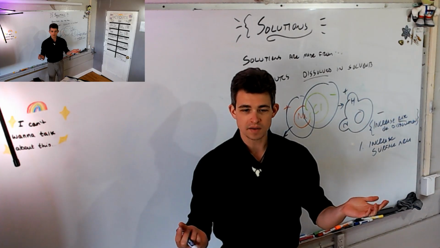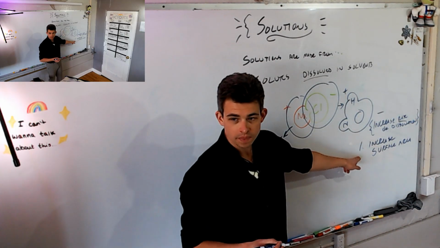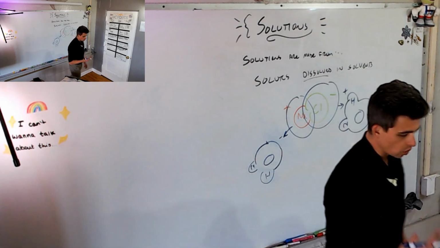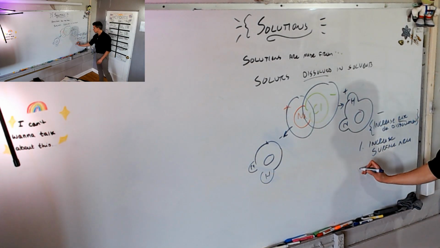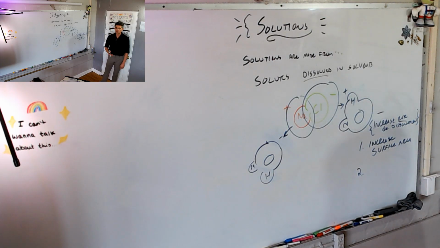Wrong. Fine, because fine would have a higher surface area. So more ground up. The more ground up it is, the faster it'll dissolve. The more surface area it has, the faster it'll dissolve. Think about it this way.